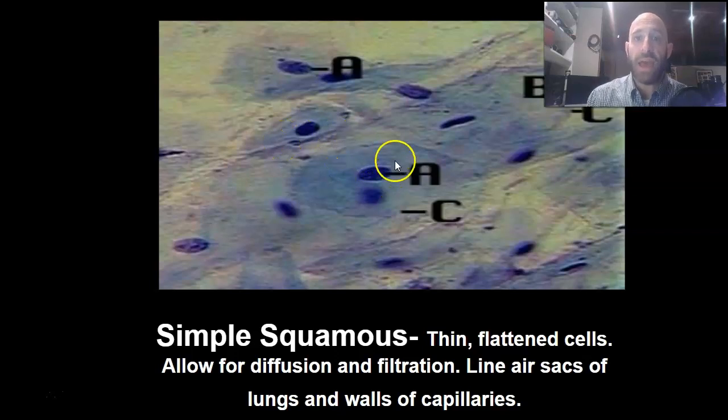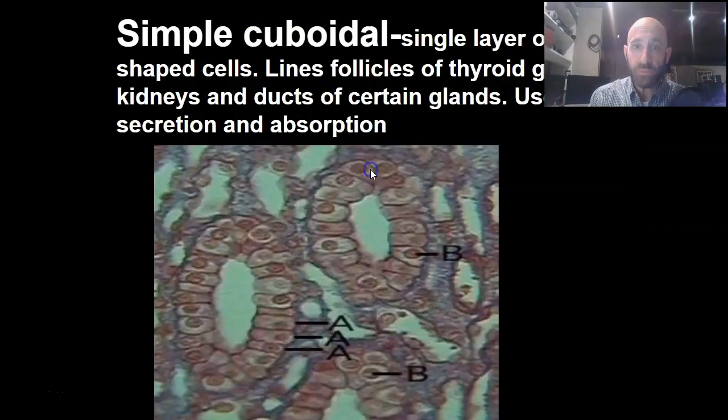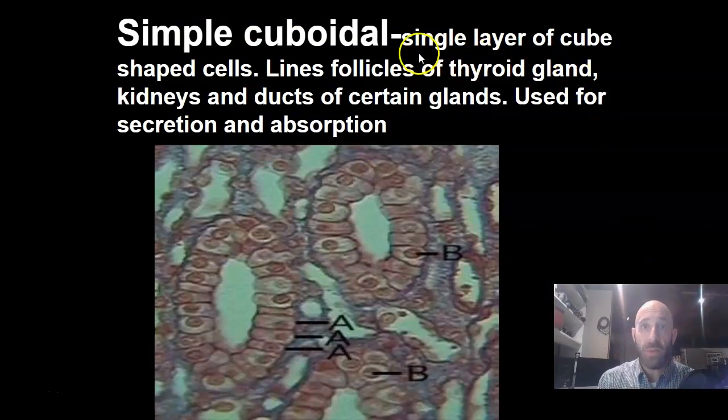So this would be flattened out, and you can see this is the individual cell, that's the nucleus, and they're so thin that air can get in and out. The next one is simple cuboidal. So simple cuboidal is going to be a single layer of cuboidal cells, and these are going to be found in all of your glands. So a follicle is just a fancy word for a tube.